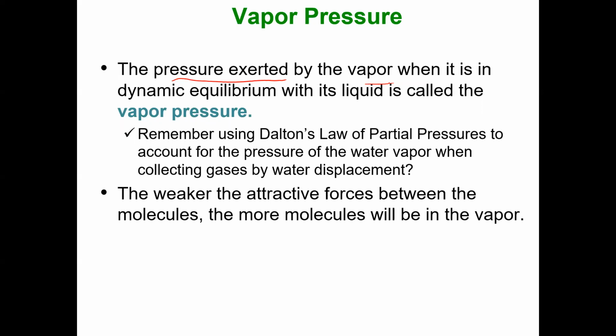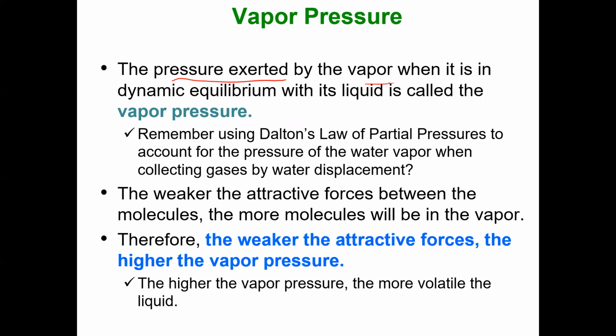What you have to understand is the weaker the attractive force, the easier it is for the liquid to vaporize. Because if the liquid isn't sticking, it's going to escape and overcome those intermolecular forces a lot easier. So the weaker the attractive force or the intermolecular force, the higher the vapor pressure for the liquid. Higher vapor pressure typically was referred to as a more volatile liquid.